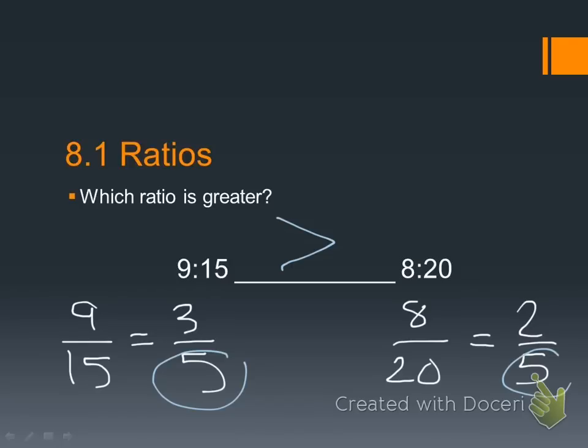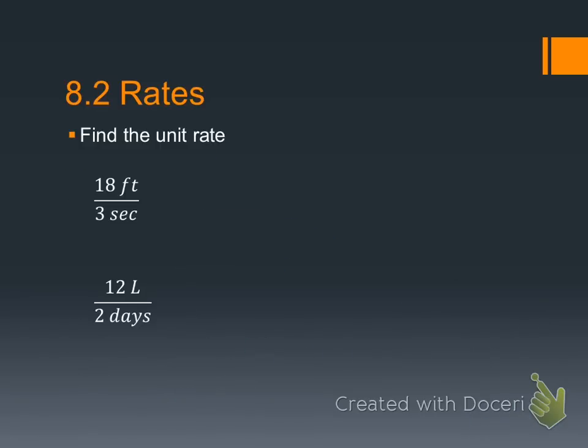So that's how I would determine which one's greater. Again, on your test tomorrow, if they don't have the same denominator when you reduce them, just change them to a decimal. So 3/5 as a decimal would be 0.6, and 2/5 as a decimal would be 0.4, and 0.6 is still bigger. Okay, that's all you need to know for 8.1.